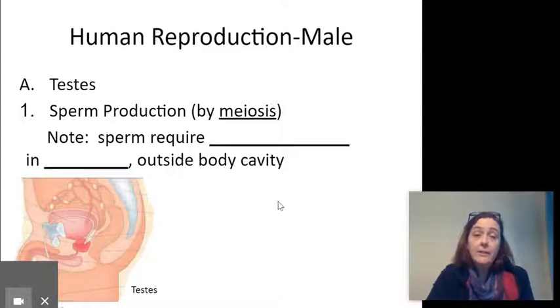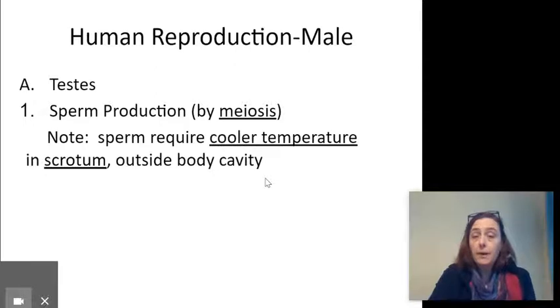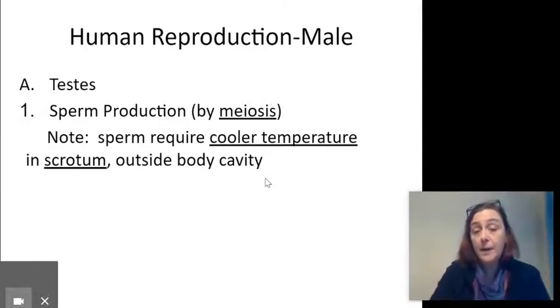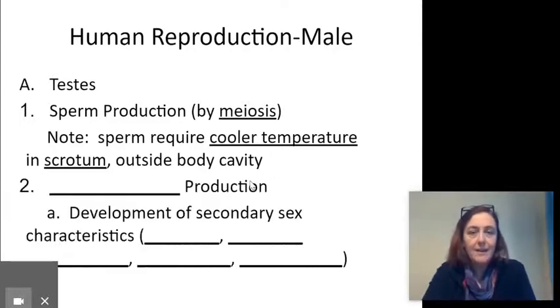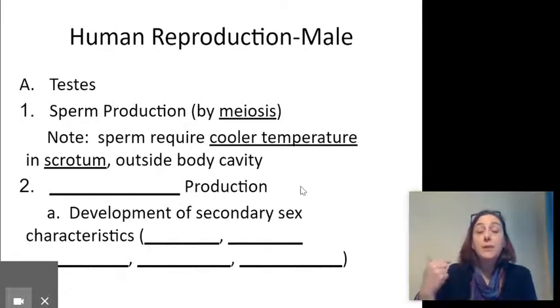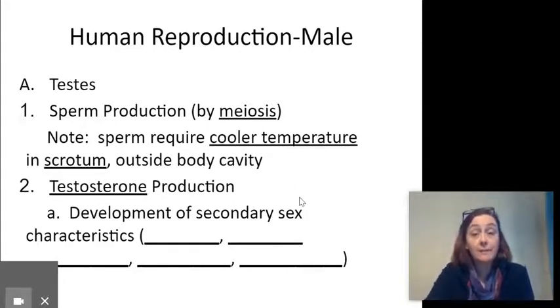As we talked about in the diagram, sperm require a cooler temperature because the sperm develop better at cooler temperatures. So the testes are outside the body cavity in the scrotum. The other thing that testes do, and is really critical, is that the gonads really have two jobs. The gonads make the gametes, sperm or egg, and the gonads make sex hormones. So the testes make sperm by meiosis, and they also make a hormone. And the male hormone is testosterone, named after the testes.